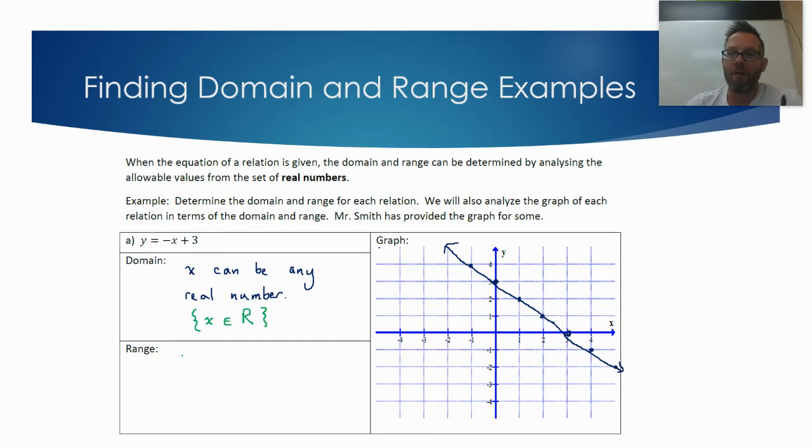What kind of y values come out of this equation? So I know that I can plug in any value for x. It doesn't break this equation. It's a pretty simple equation. But what kind of y values come out? Well, if you look at the graph, you can see that the graph is going to keep going up, and it's going to keep going down, and it's going to hit all the y values too. So for the range, we can say something similar. We can say that the range for this particular function is y can be any real number.